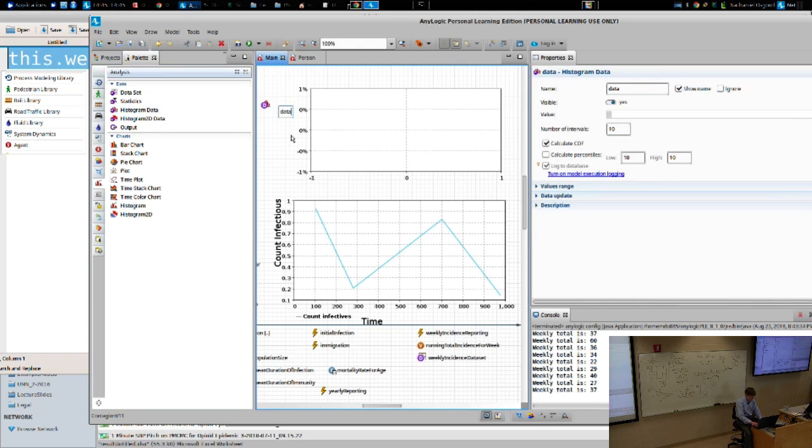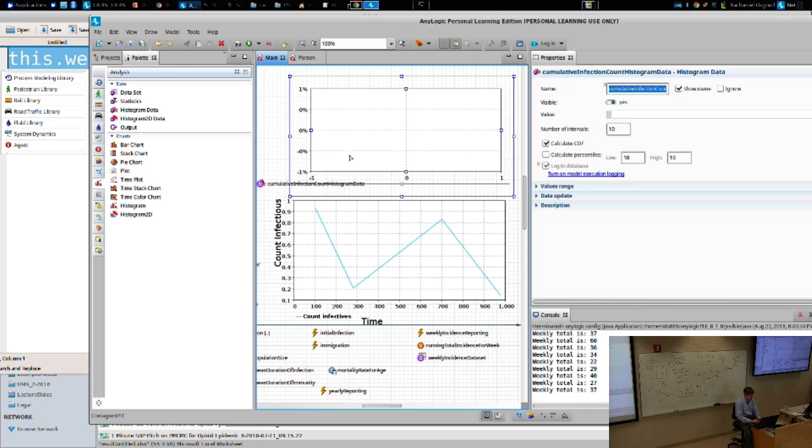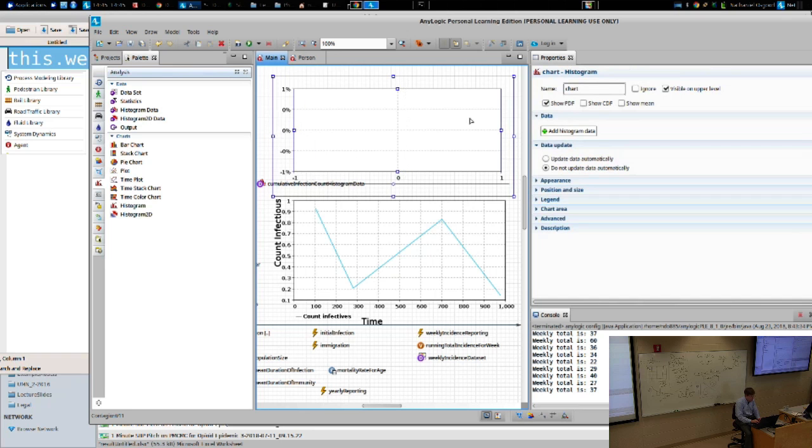Okay? So I'm going to have a cumulative infection count, and then cumulative infection count histogram data is going to be the name of it. You notice that I tend to name these more complex constructs after the type of thing it is. So I say histogram data. So if I see a list, I'll know, oh, that's just the histogram data. Whereas this other one, the chart itself, I'll call the chart. So this will be cumulative infection count histogram.